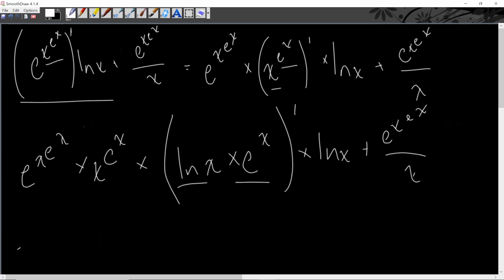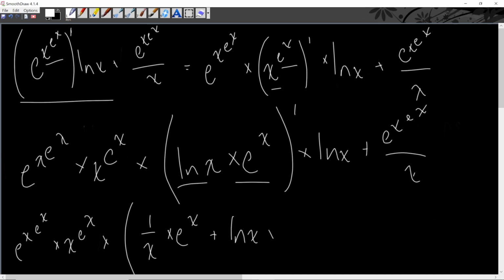So we're going to have e to the power of x to the power of e to the power of x times x to the power of e to the power of x times the derivative of u, which is going to be 1 over x, times v, which is going to be e to the power of x, plus u, which is going to be ln of x, times the derivative of v, which is going to be, again, e to the power of x, times ln x plus e to the power of x to the power of e to the power of x all over x.